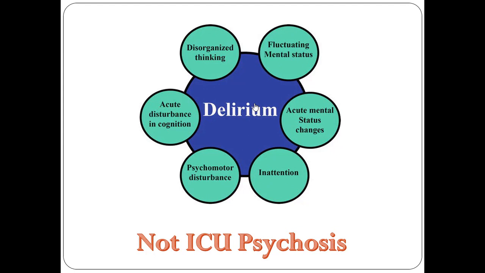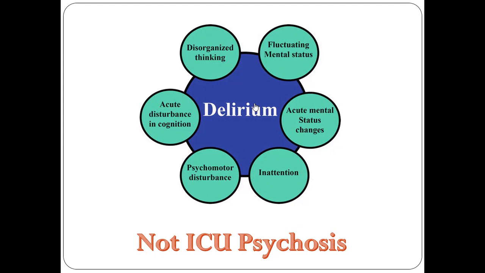Fluctuating mental status, as I told you: sometimes they are hypoactive, sometimes they become hyperactive. Acute, all the changes are acute mental state changes. Inattention, very profound inattention. When you ask a patient a question, they will not just listen to you, they are on their own, doing something, and it appears they do not listen to what you have said. Psychomotor disturbance, as I said, could be hyper or hypo.